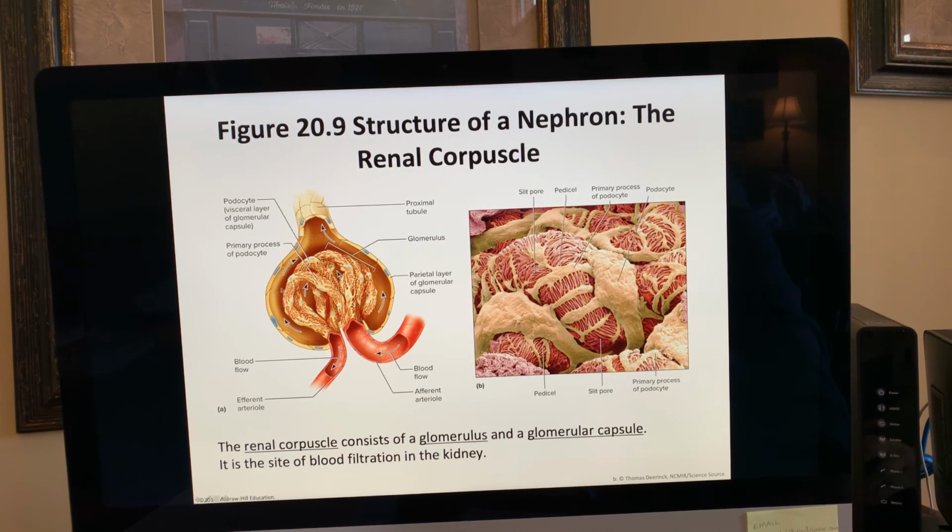So these podocytes have the ability to allow certain things in and out of the capillary into Bowman's capsule depending on the size of them. And these podocyte slit pores can be increased or decreased depending on the needs of the body at that time.